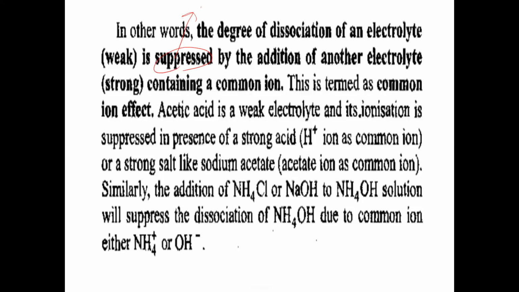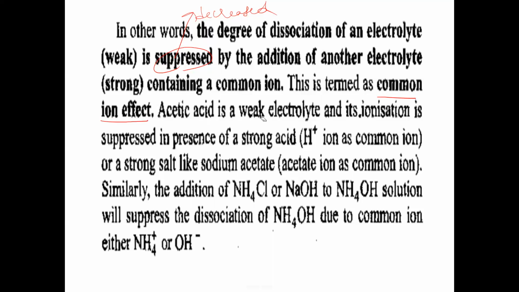Suppressed means what? Decreased. The degree of dissociation of a weak electrolyte is decreased, suppressed, by the addition of another strong electrolyte containing a common ion. When we add a strong electrolyte containing a common ion to the weak electrolyte, the suppression of the degree of dissociation of the weak electrolyte will take place. This is termed the common ion effect.